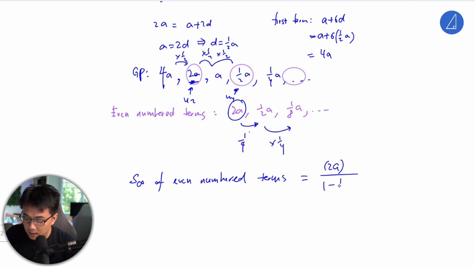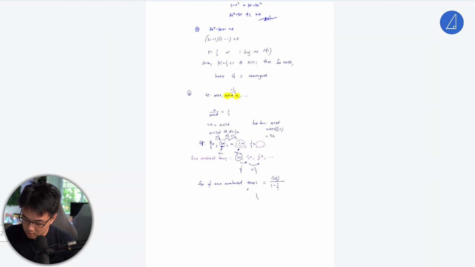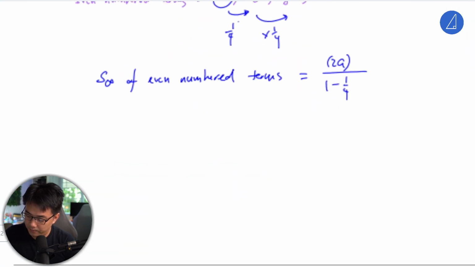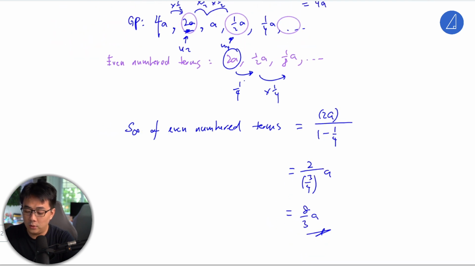So this is 2A over 1 minus 1/4. So you just key in calculator and you'll get your answer. This will be 2A over 3/4. That's 8 over 3 A. Okay, so that's how I do this question proficiently.